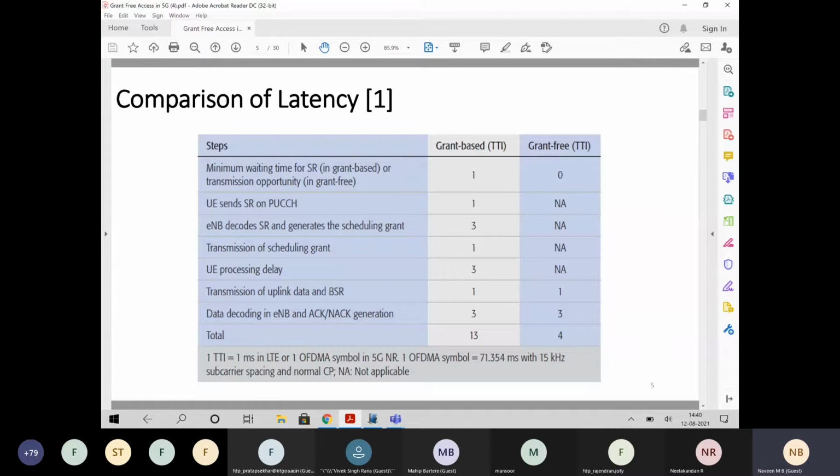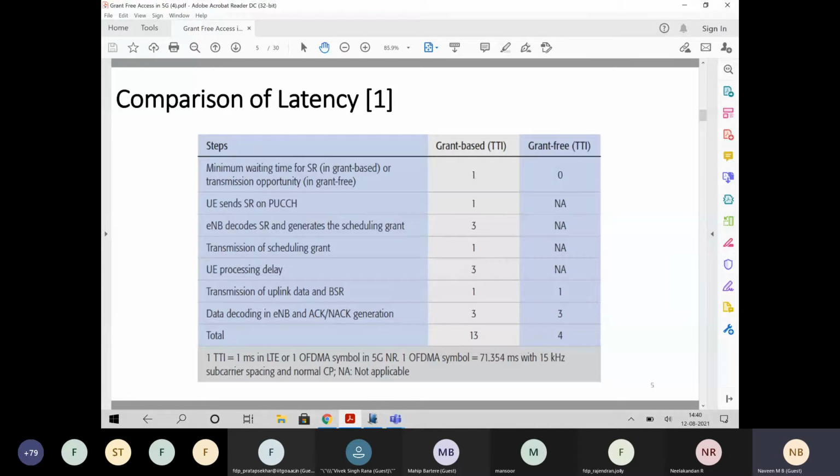The only time that will overlap is this data transmission time, which is roughly 1 TTI, let's say, and the decoding time of the base station. Data decoding time will not change. So you will incur latency only in these two fields. That's why you see that grant free can provide a faster access than grant based.